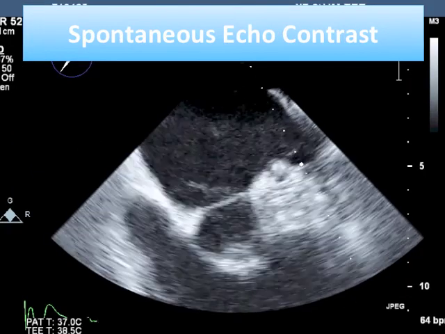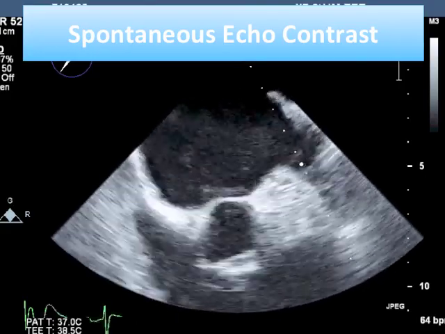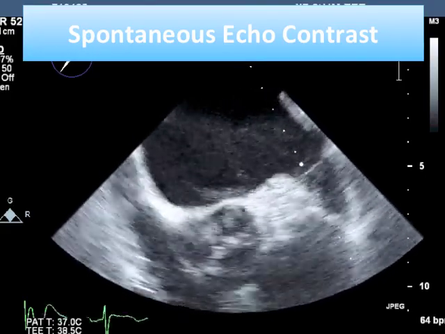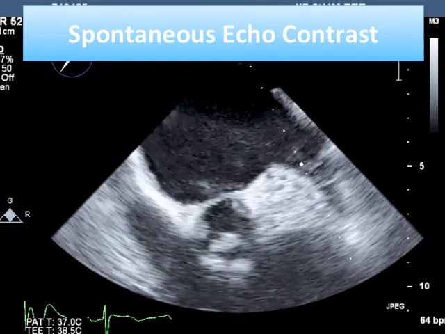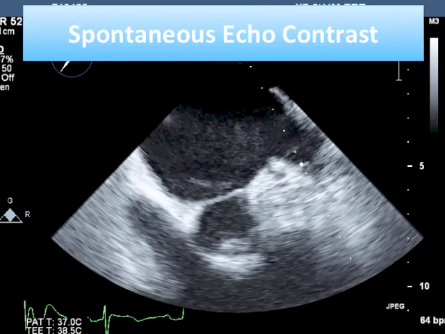Now, what's a spontaneous echocontrast? It is a low flow state that you can see here in the left atrium that is enlarged, as well as in the left atrial appendage. Again, a low flow state, with probably a higher propensity for clot formation.